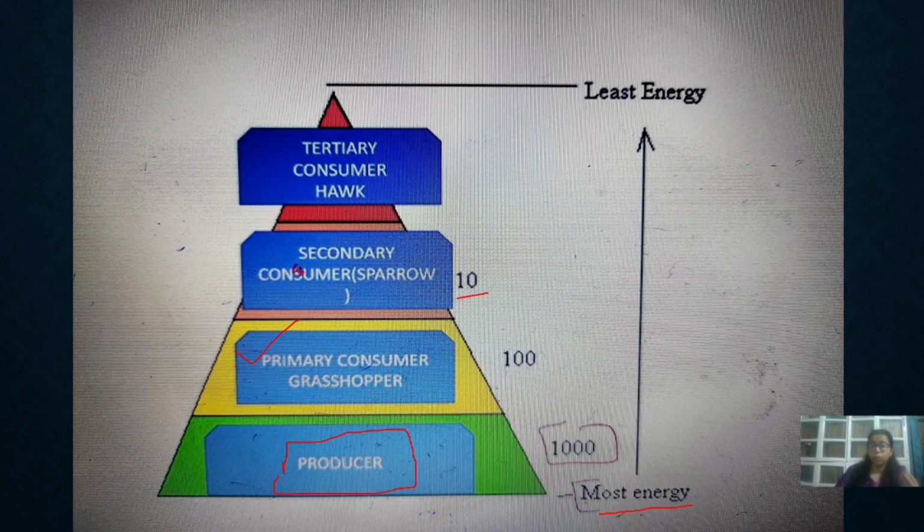As it goes from one trophic level to another, by the time it reaches the top, the tertiary consumer, it will have the least energy, because the energy is utilized from one trophic level to another. Gradually the energy decreases, because the thermodynamics law states that energy is only transformed. This question was once asked, where options were given about whether the tertiary consumer has high or low energy. Remember that it has the least energy, and the producers have the maximum energy. This is all about the pyramid of energy.